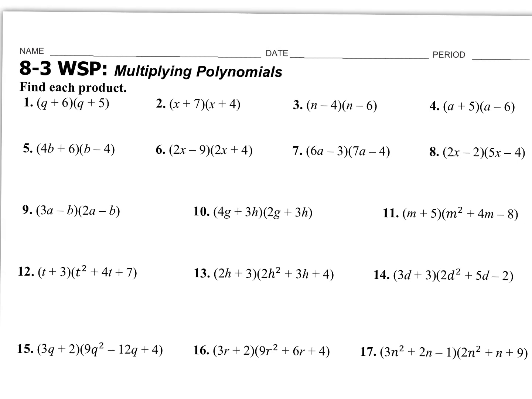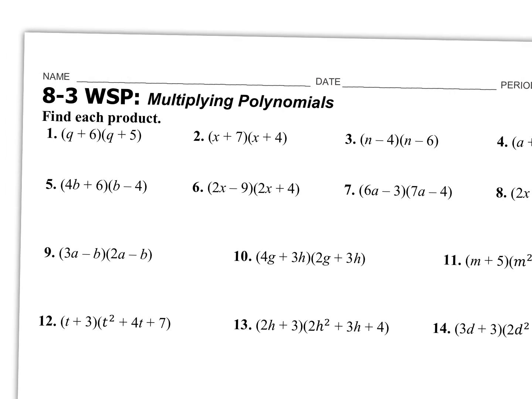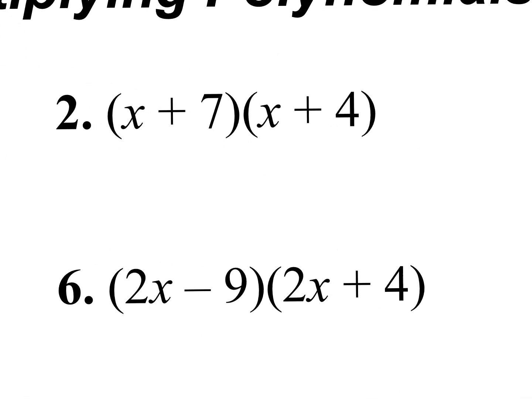But let's do a couple of these together. Some of these are just very straightforward. You want to distribute this into this, right? So there's 2 terms. It's a binomial. That's what I mean by binomial times binomial. You have 1 term, 2 terms. And let's distribute here. We're going to distribute one of these at a time.